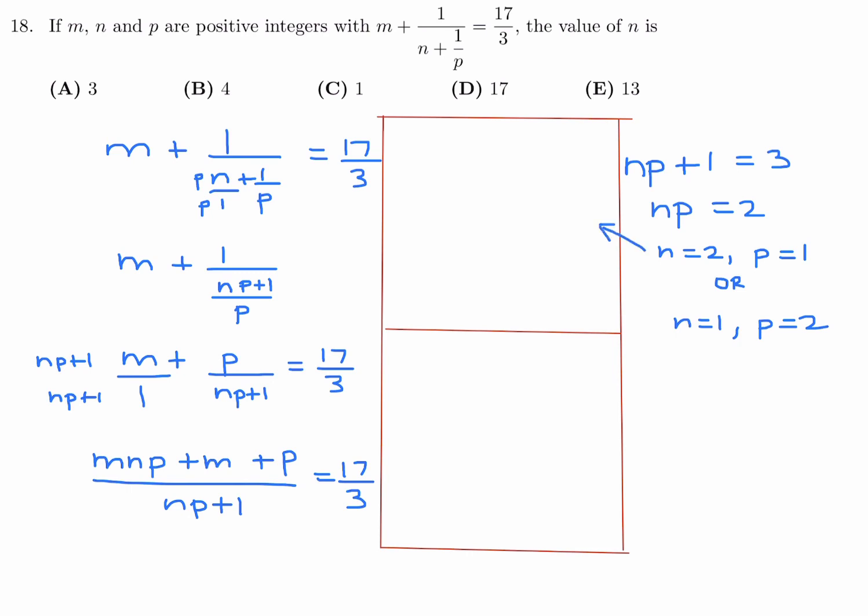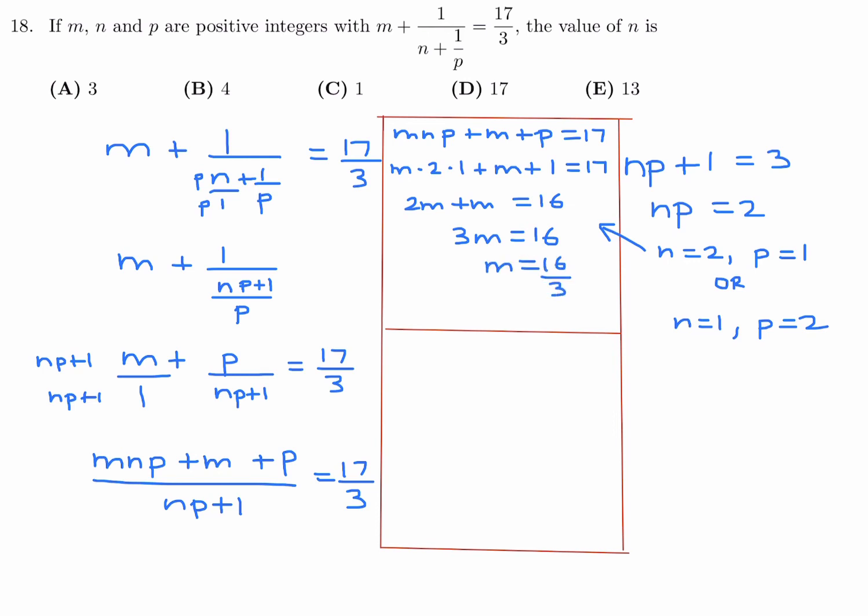First, let's do it for this scenario where n is 2 and p is 1. So we have mnp plus m plus p, and that's equal to 17. So substitute n equals 2. So we have m times 2 times 1 plus m plus 1 is 17. So that's 2m plus m is equal to 16, and therefore 3m is 16, and therefore m is equal to 16 over 3. Well, unfortunately, 16 over 3 is not an integer, so this scenario is no good.